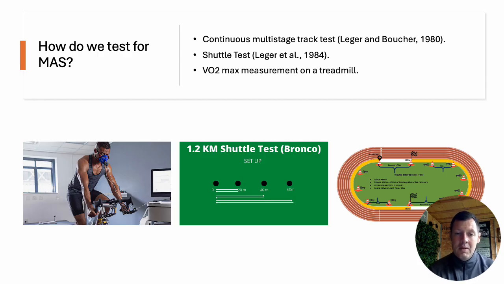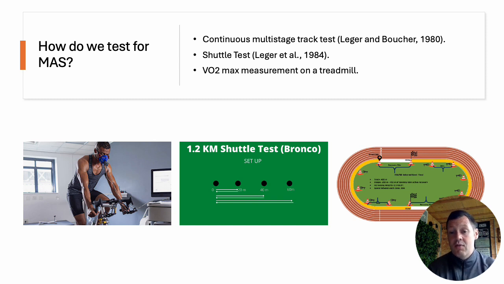Now the middle one I feel personally is the better, more accessible one, and it's a shuttle test, also known as the Bronco. Basically you set 4 cones up, so you've got a start line, a 20 metre line, a 40 metre line, and a 60 metre line. Players go out to 20 and back, out to 40 and back, out to 60 and back, and they do that 5 times, and then you record the score or the time. Obviously, a faster time would indicate a better MAS score, working at a higher level. A slower time would be a poorer MAS score, and the players would be working at a slower pace.